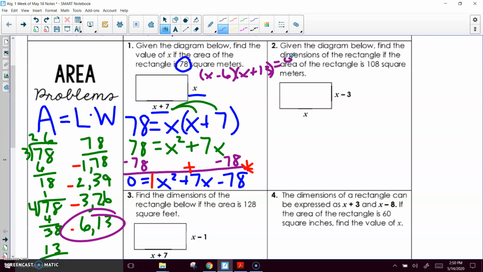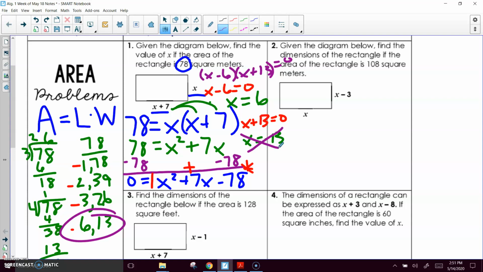And then we use our zero product property and we set each of those factors equal to 0. So x minus 6 is equal to 0 and x plus 13 is equal to 0. Well, what subtract 6 is equal to 0? That is 6. And what add 13 is equal to 0? That is negative 13. As I look at this situation, x represents the length of a side of the rectangle. We cannot have a negative length. So negative 13 does not make sense for this situation. So x equals 6 is the only possible value.